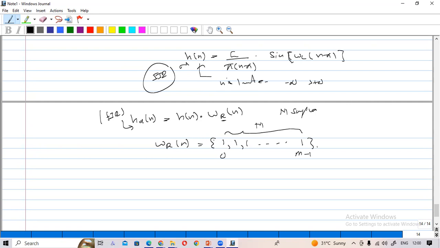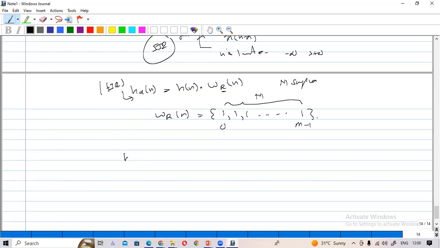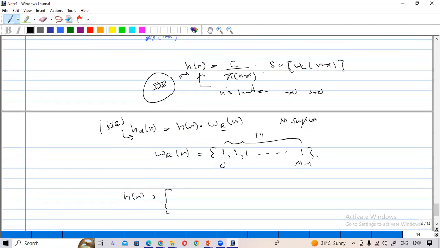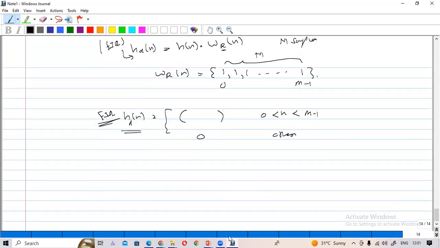So you have to multiply by this window. Once you multiply, you can write h(n) as this term, which is available when n is from 0 to M minus 1, and 0 otherwise. So that is your desired response, h_d, the desired response. So this will be the FIR. Okay, so that is that.